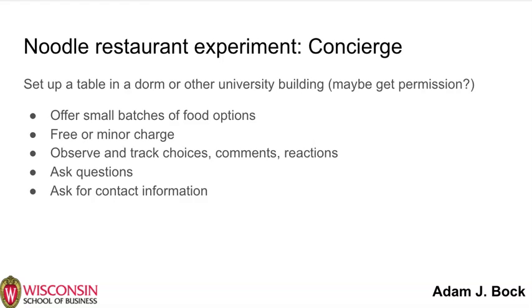But you could do a whole bunch of things. You could offer small batches of food options, maybe for free or for a very small charge, and then you could observe and track the choices when college students are offered a small sample of pho or soba or ramen. Which one do they tend to choose first? Ask them questions as they're eating the food or observing the food or smelling the food. And then if at all possible, try to get their contact information for follow-up.